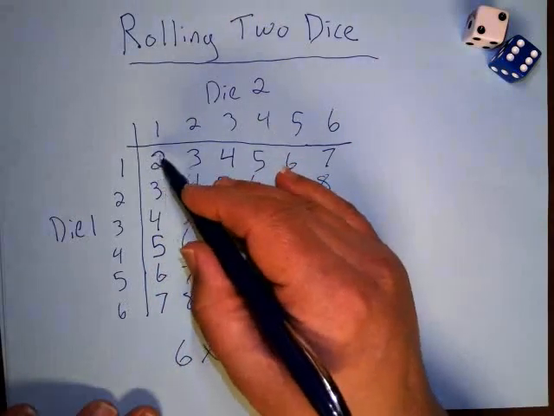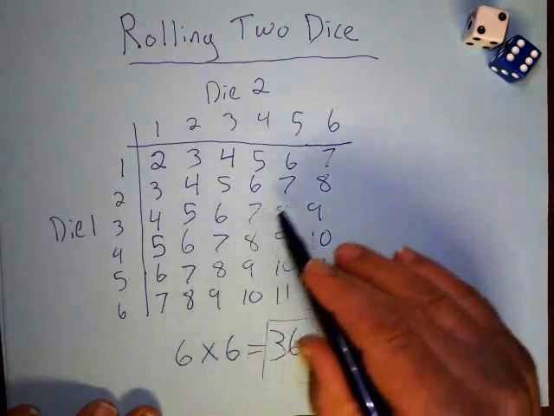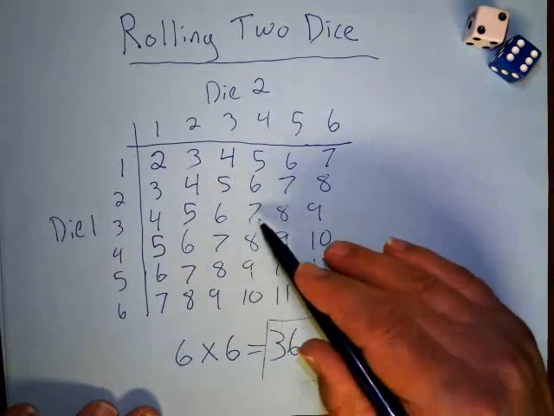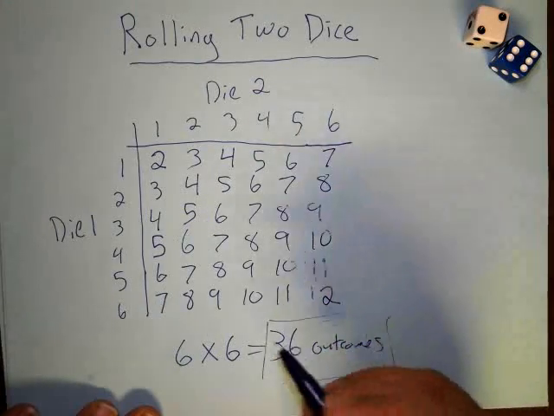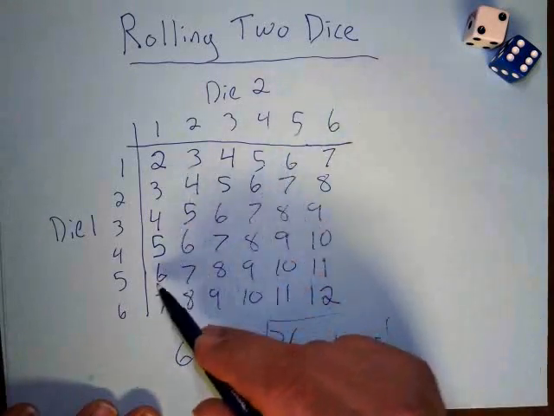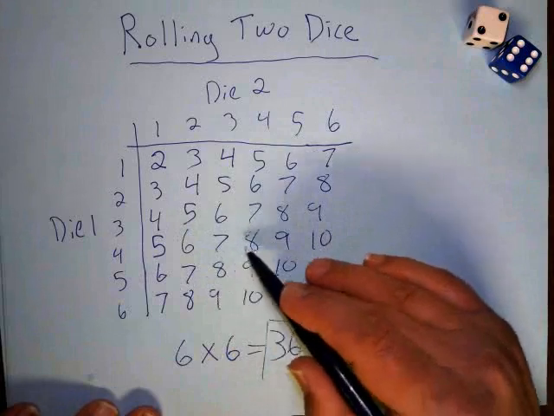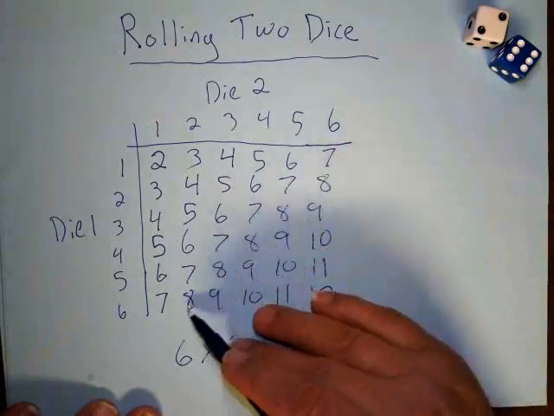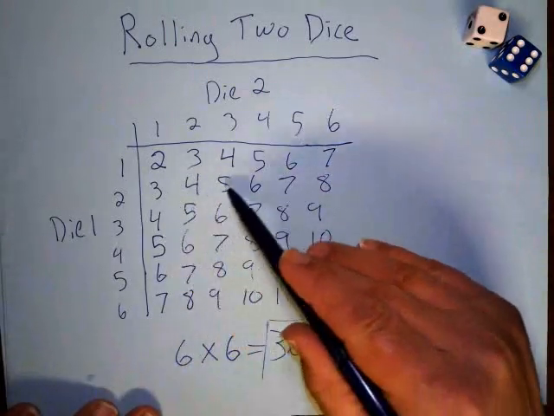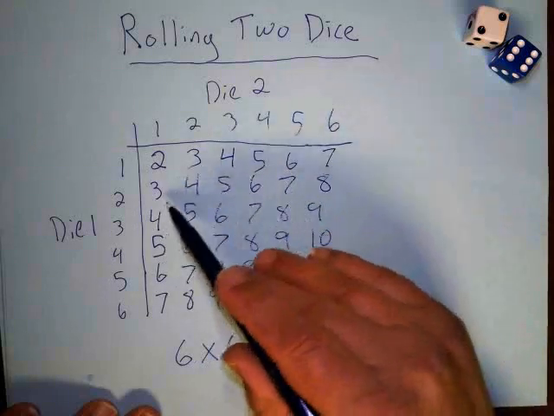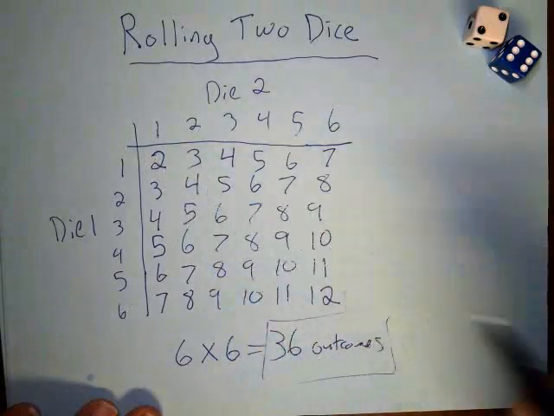So there's 1 out of 36 ways of rolling a 2, and 1 out of 36 ways of rolling a 12. But for the 7, you can see they all occur on this diagonal. There's 1, 2, 3, 4, 5, 6 out of 36 ways of rolling a 7. Rolling a 6, there are 5 out of 36 ways. There are also 5 out of 36 ways of rolling an 8. So the 6 and 8 have the same probability. Similarly, the 5s and the 9s have the same probability, the 4s and the 10s, the 3s and the 11s, and the 2 and the 12.